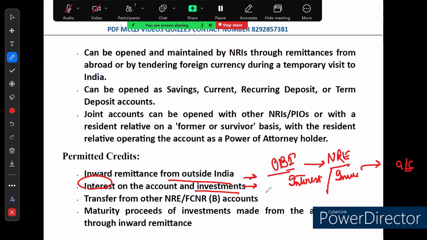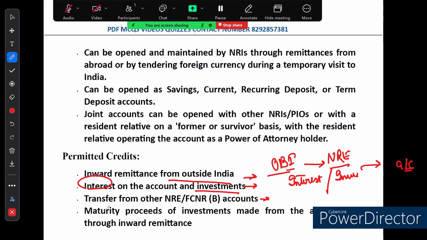The next thing is transfer from other NRI or FCNRB account. If you have any other NRI or FCNRB account, you can transfer money between them. This makes it easier to manage your funds across different accounts without any restriction.